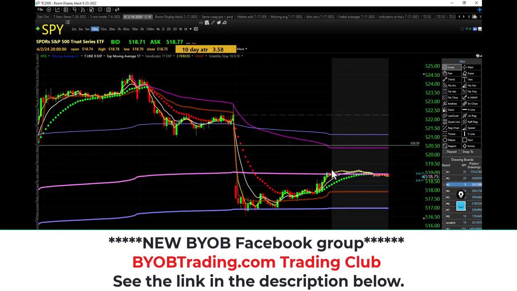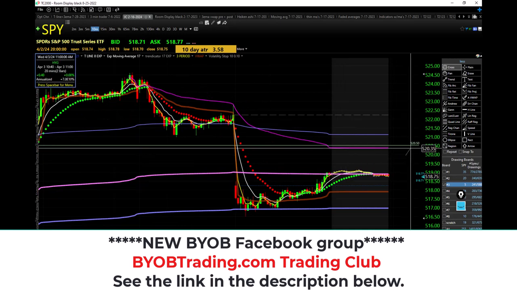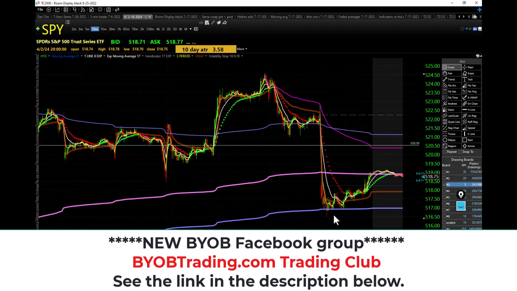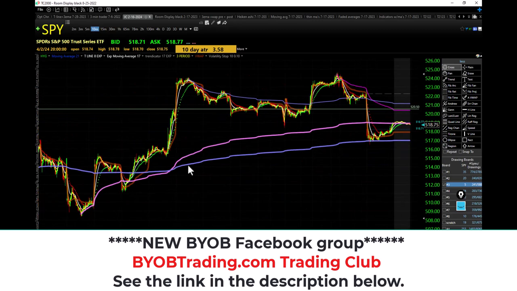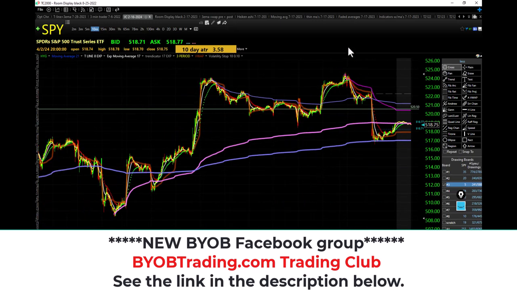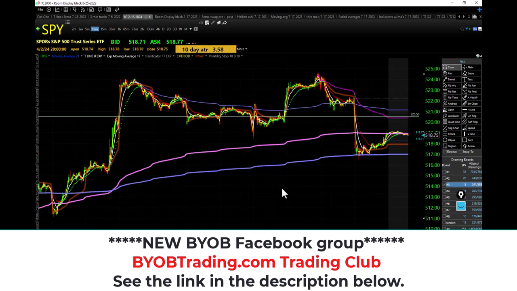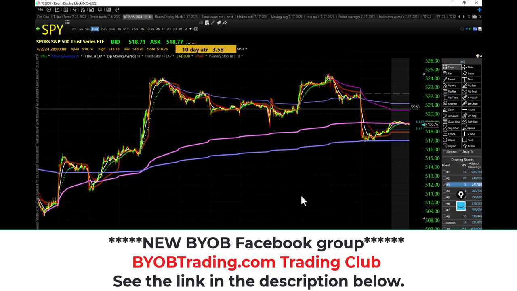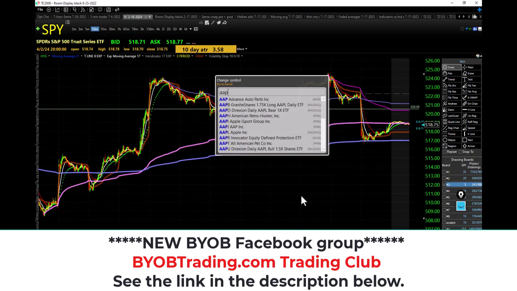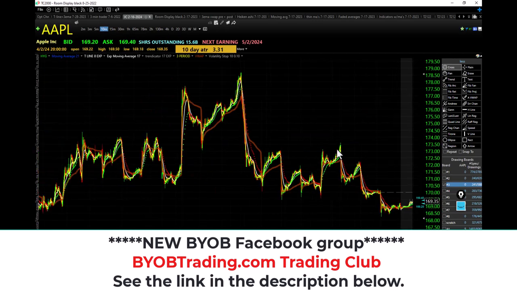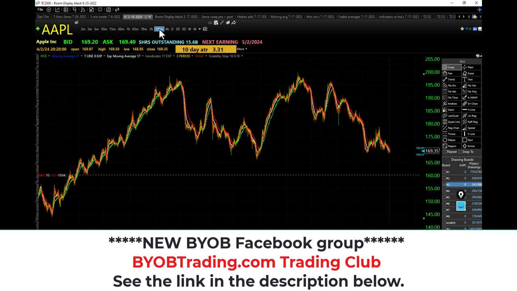So good chance tomorrow we could visit 520. We'll see what happens. But let's go take a look at a few other things. I'll come back and we're going to visit the SPY one more time. Like I said, I like to look at the FNGU and some of the components inside it. So let's take a look at Apple. That's one of them. Now, Apple, I like to look at it on the 130-minute chart or the 2-hour.